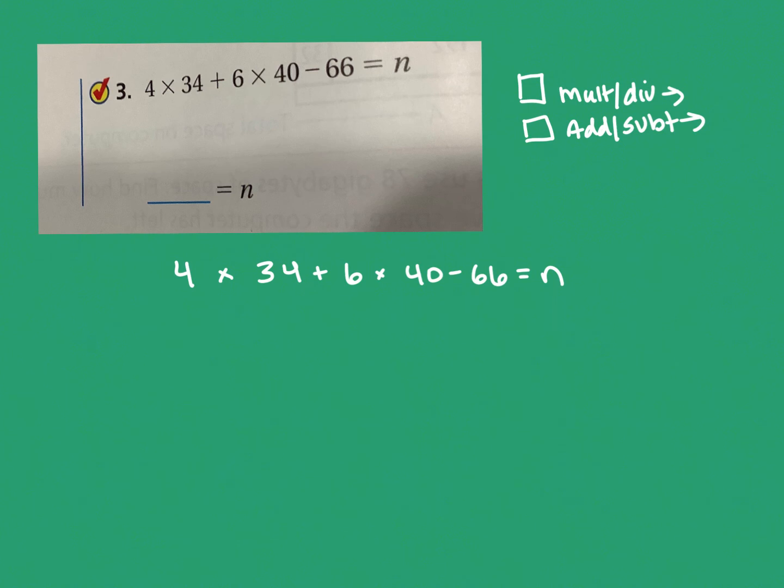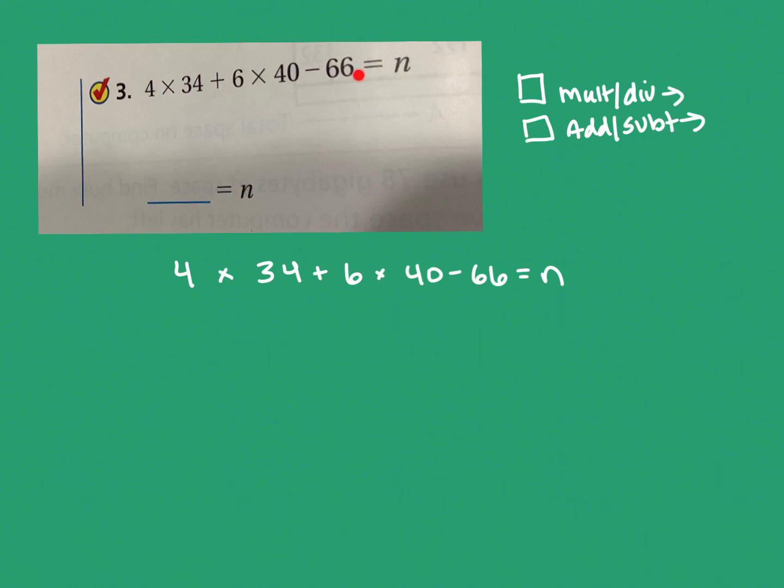Okay, here's another one. Here's the steps we must do. Multiplication division must happen first before addition or subtraction. We have 4 times 34 plus 6 times 40 minus 66 equals some unknown number. We'll give it the variable n until we can find out what n actually is.